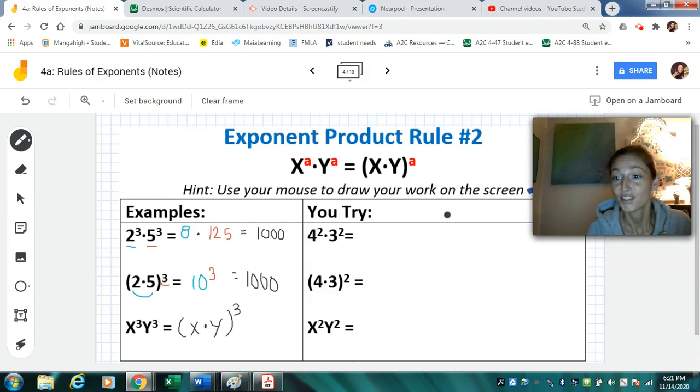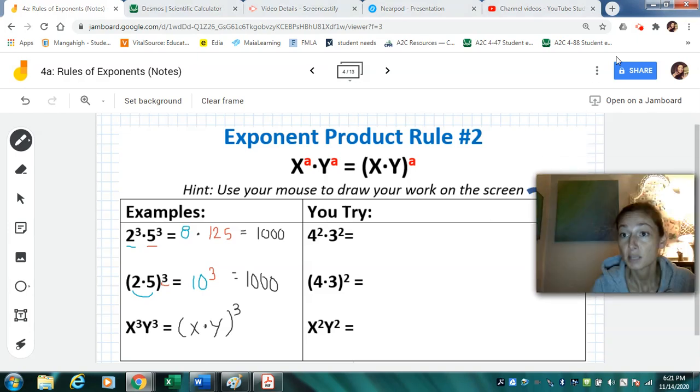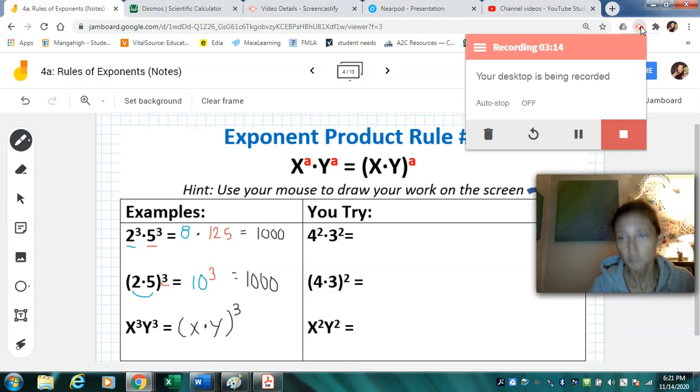All right, now it's your turn. So go ahead and try some of the problems that are here on the right side on the next screen.